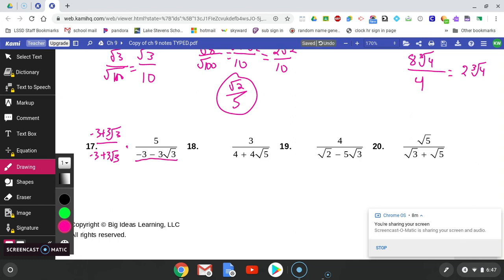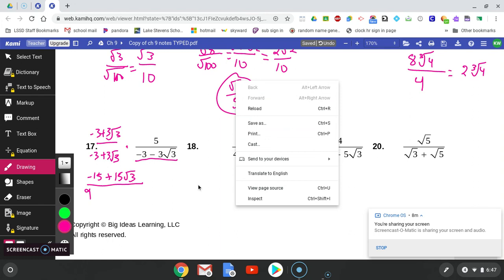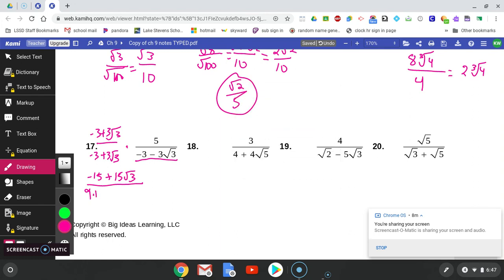And now I use the distributive property. So I'm going to do 5 times -3 on the top, and then plus, and then 5 times 3 square root of 3, which would be 15 square root of 3. Over, and on the bottom, remember, there's going to be 4 things of multiplying. We're doing FOIL. -3 times -3 is 9. -3 times a -3 square root of 3, is a positive 9 square root of 3. And then if I do the 3 square root of 3 times the -3, that's a -9 square root of 3. And good for us, those are going to cancel out, right?